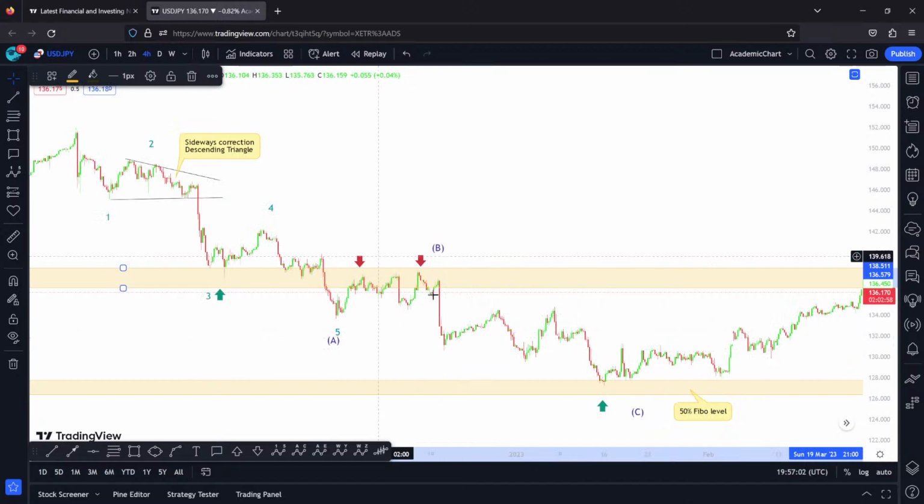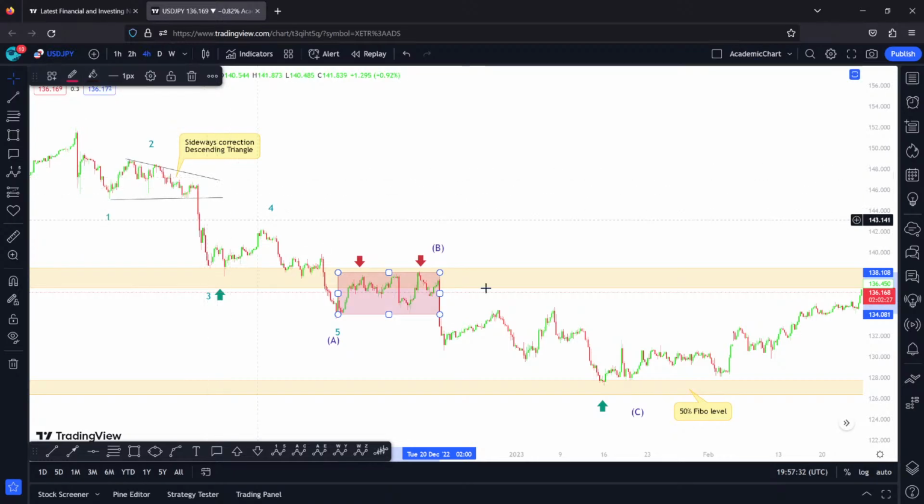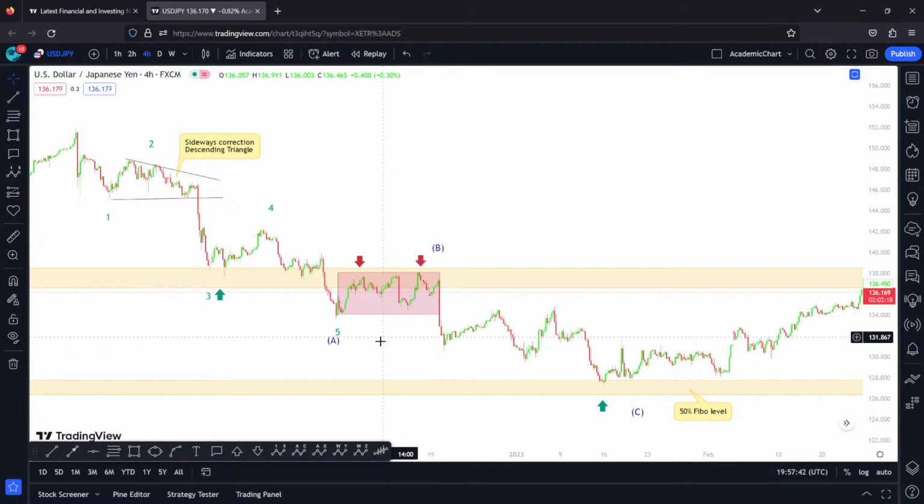According to this B, okay, we talked about the A. Let's look at the B. What I'm seeing is some sort of a flat as the correction. Flat is another sideways correction. Well, let's just put all this flat in another rectangle. Let me also change the color to something that differs from that level, so this is the bottom of the flat and this is the top of the flat. The flat has an ABC form as well.